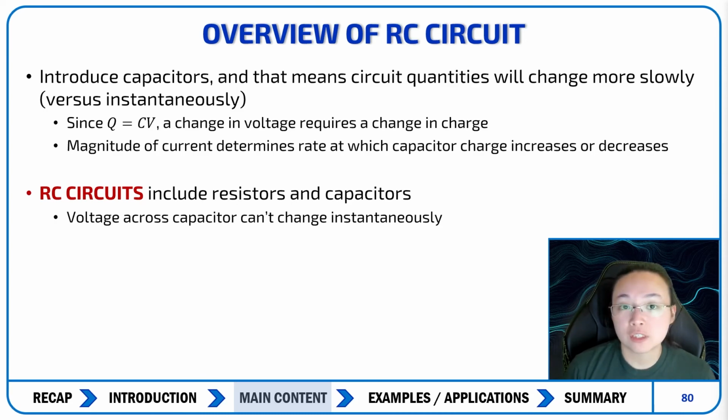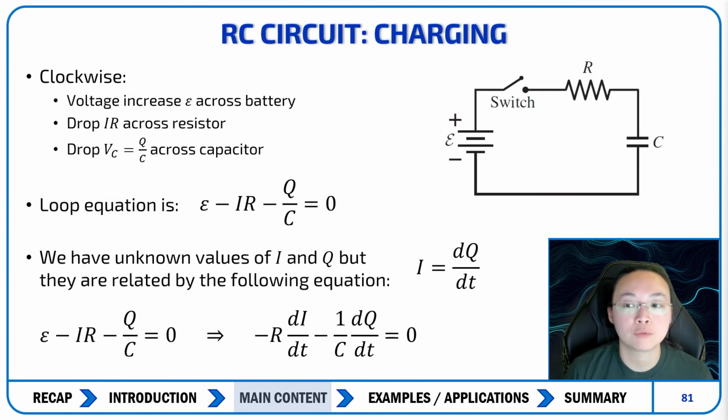Now, that's just a long way of saying we're going to start introducing capacitors to our circuits, and so the circuit quantities are going to change slowly versus instantaneously. So RC circuits are going to be circuits that include both resistors and capacitors. The voltage across a capacitor is not going to be changed instantaneously. There's going to be a moment of charge and a moment of discharge. So because the charge can increase or decrease, we have to look at these two cases separately. So we're going to start with the first case. Before a capacitor can be discharged, it has to be charged.